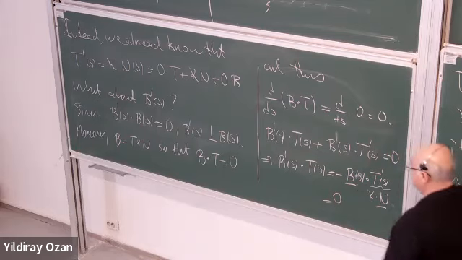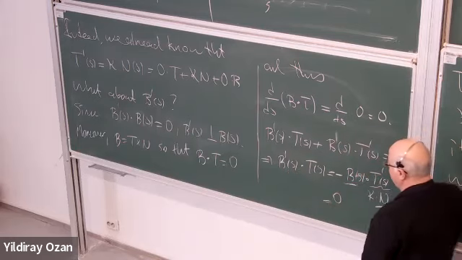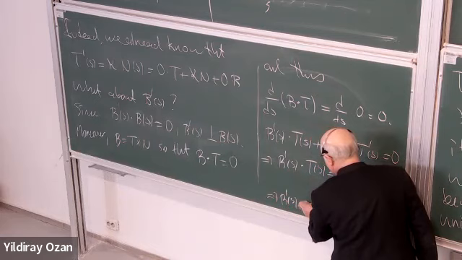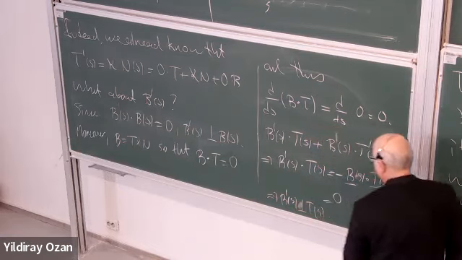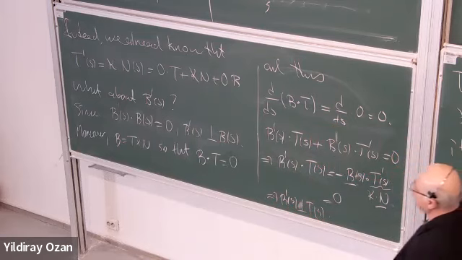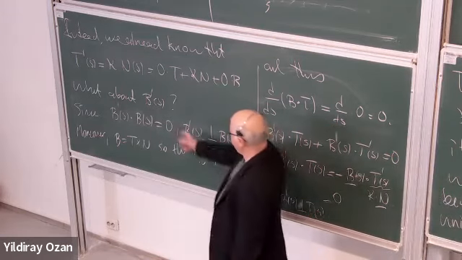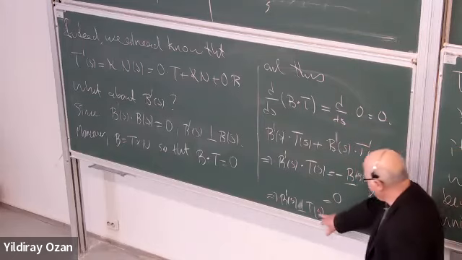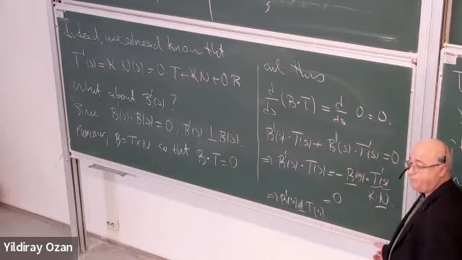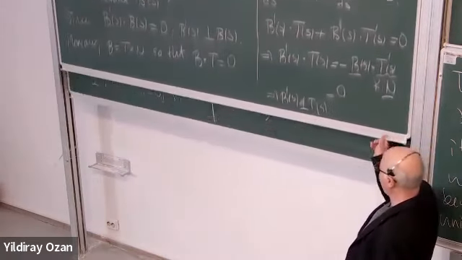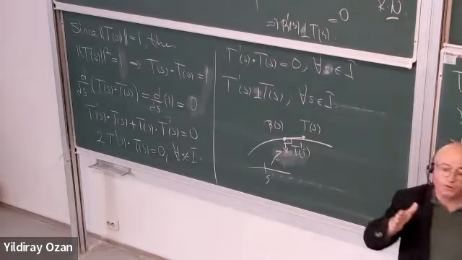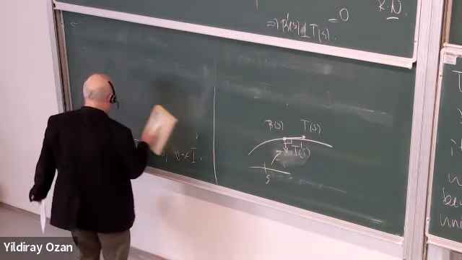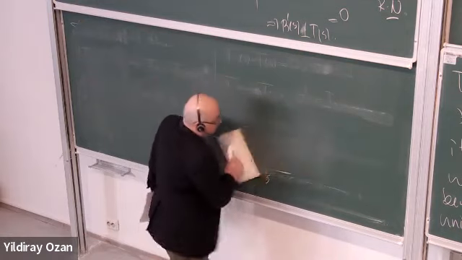Well, this means b prime is also perpendicular to t. Therefore, b prime s is perpendicular to ts. Okay, right. I knew that b prime is in the plane spanned by t and n, but it is perpendicular to t. Therefore, it is in the plane, but it is perpendicular to t. Therefore, it is in the direction of the normal vector, right? So we can just write the following.